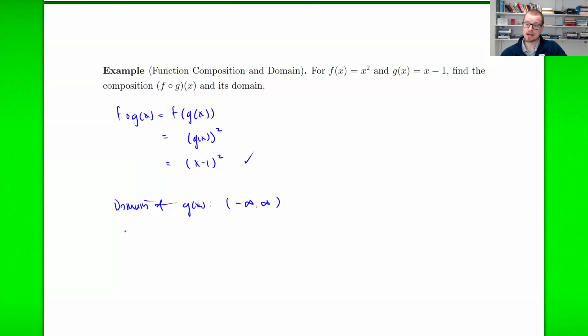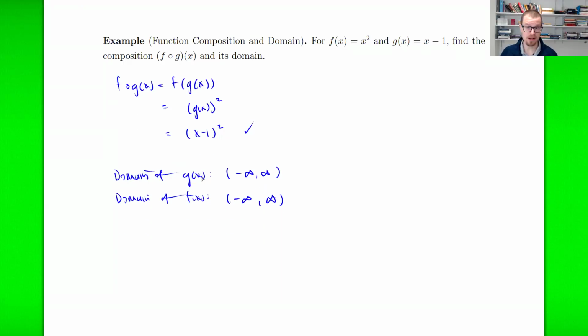The same thing is true for f of x, though. So I'm going to take g of x. I can plug anything I want into g of x. Now, whatever I get out of g of x has to be in the domain of f of x. So I'm going to say, okay, what's the domain of f? Well, again, that's a polynomial, right? X squared. There's no radical. There's no division. So there's nothing to worry about. I can plug in anything I want. So there's no restriction. It's very uninteresting here.